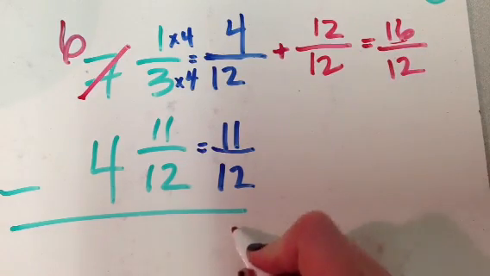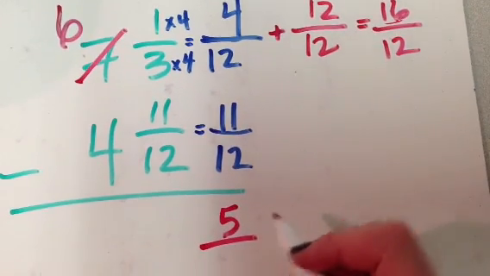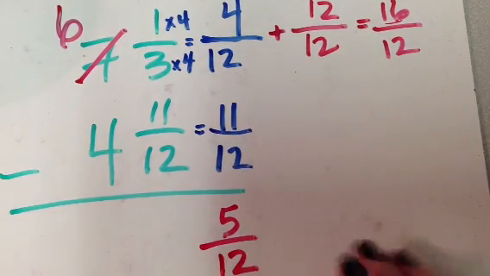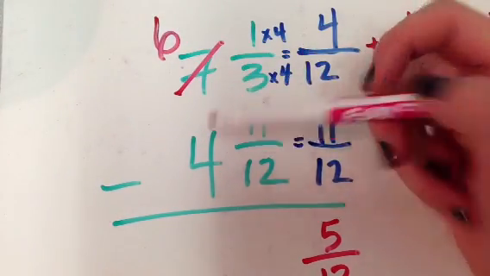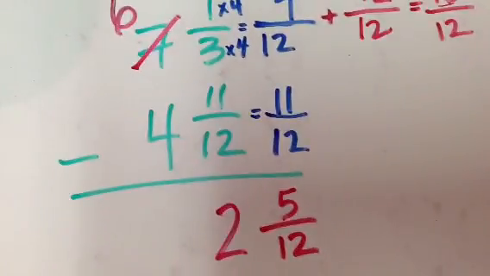16 minus 11 is 5. My bottom number stays the same, right? And then I come over here and subtract my whole numbers. So 6 minus 4 is 2.